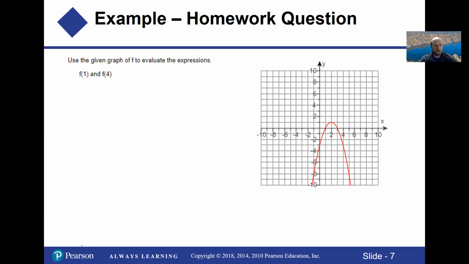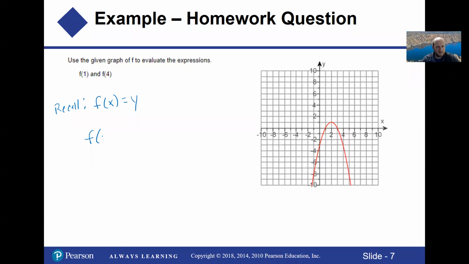Let me switch back to blue. Use the given graph of f to evaluate the expressions. So this is a homework question. The book didn't really cover this well. This is kind of a review, but we didn't cover it that much, so we need to cover it. Recall, everyone, that when we have a function f of x, some people consider that equal to y. So f of x equals y, and that's really the point here.